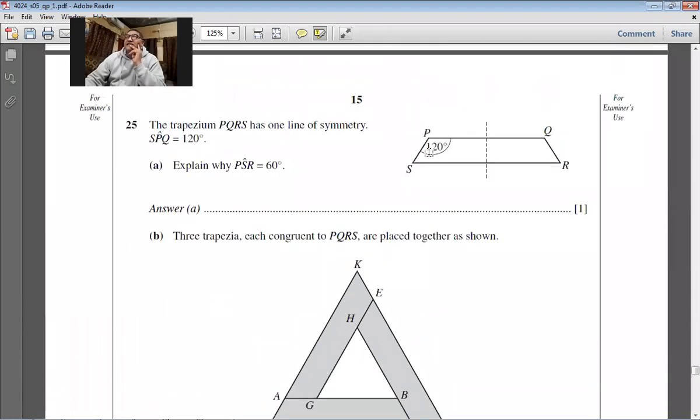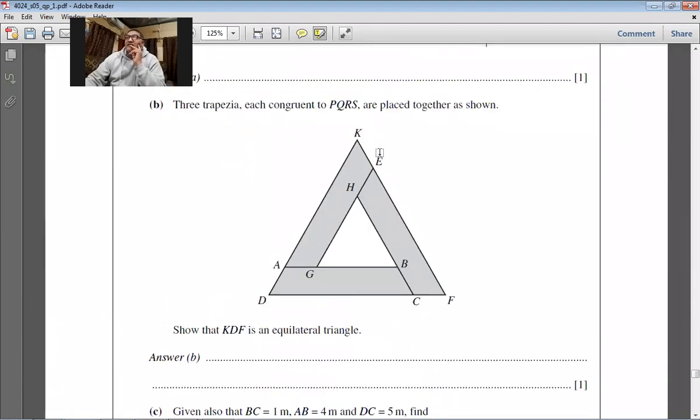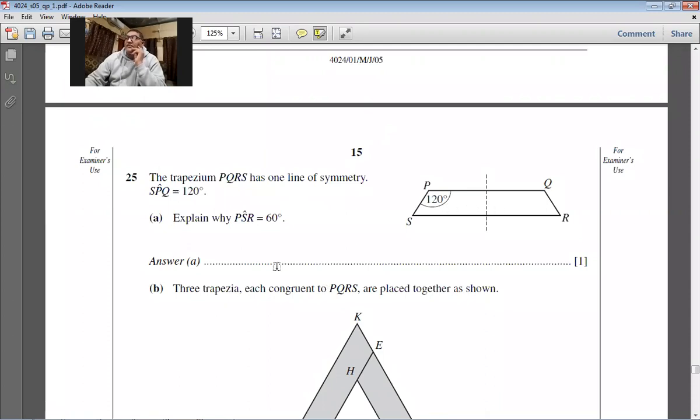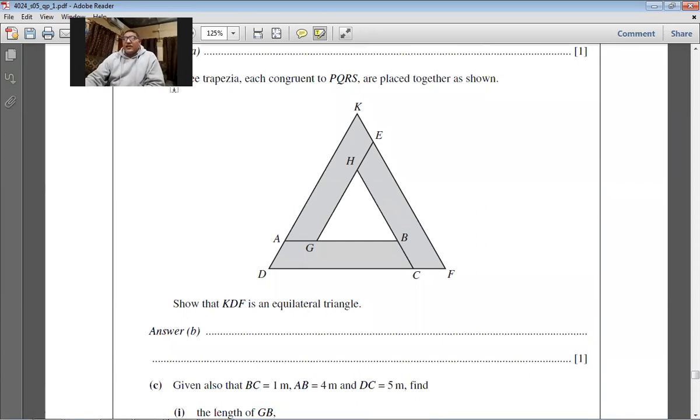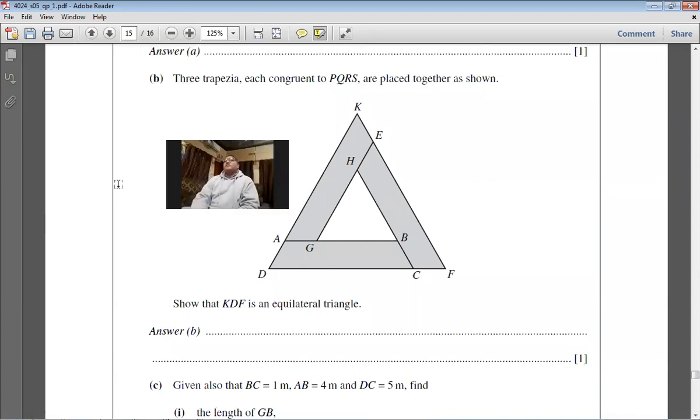He says the same trapezium. There are three trapezia, the same trapezium, placed like this. Three trapezia, each congruent to PQRS, are placed together as shown. So remember, this angle will be 60, this angle will be 120, this angle will be 60, this angle will be 60. Their question in part B is, show that KDF is an equilateral triangle. So here the angle K is 60, the angle F is 60, the angle D is 60.